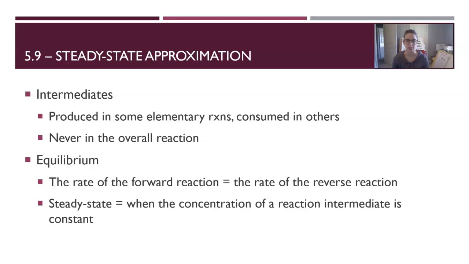The first is an intermediate, and an intermediate is a species that is produced in an elementary reaction and then consumed in another elementary reaction. An intermediate never shows up in an overall reaction. Equilibrium is when the rate of the forward reaction equals the rate of the reverse reaction. And this is where we get to a steady state. This means that the concentration of a reaction intermediate is constant.